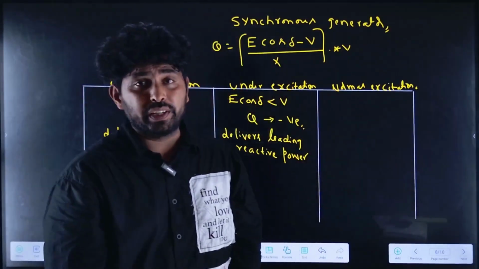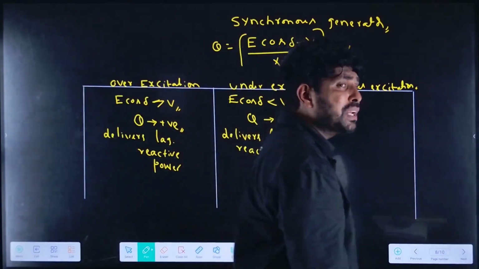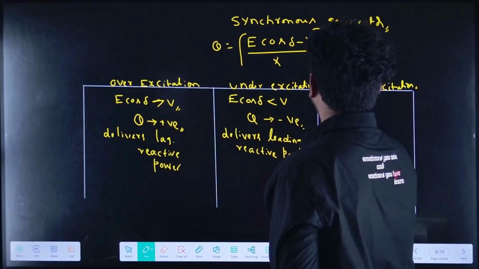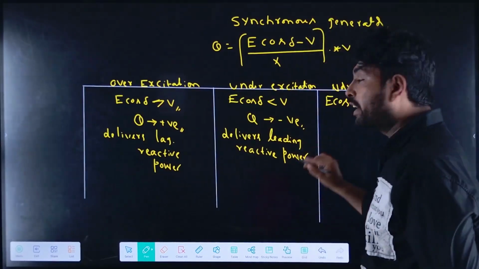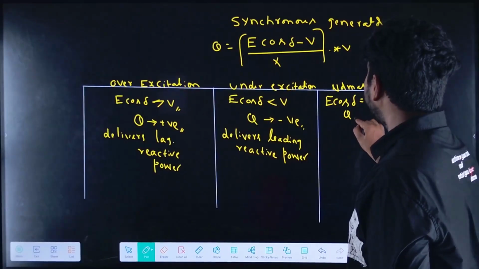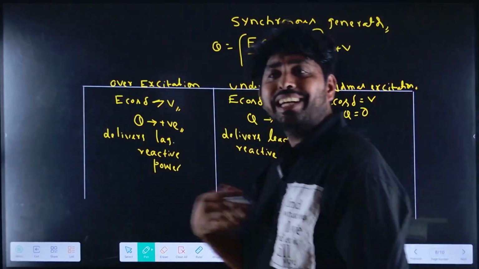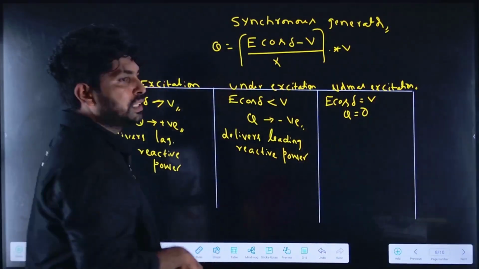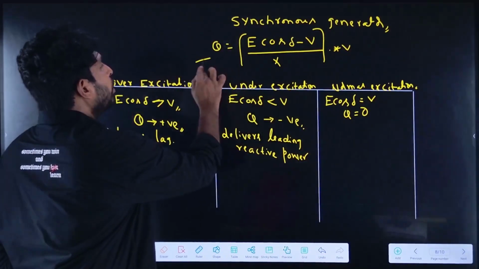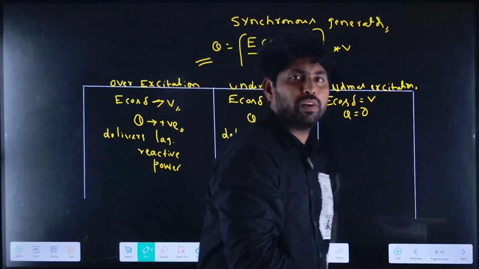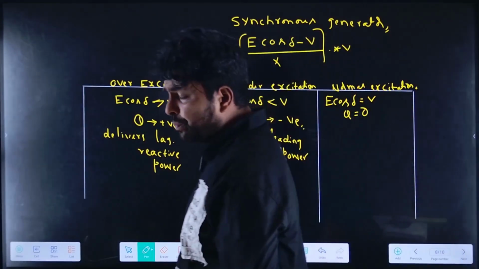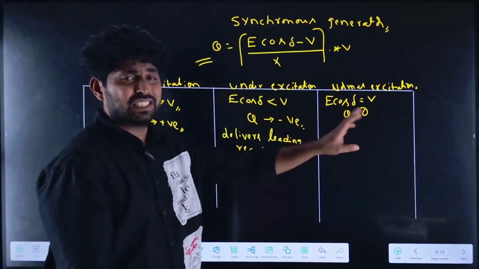Now, next one, the normal excitation. What is the normal excitation? Normal excitation is nothing but E cos delta equal to V. So what is the reactive power now? The reactive power equals 0. It neither delivers nor absorbs. Right? So this is how the reactive power is in the case of a generator. These are the three cases.